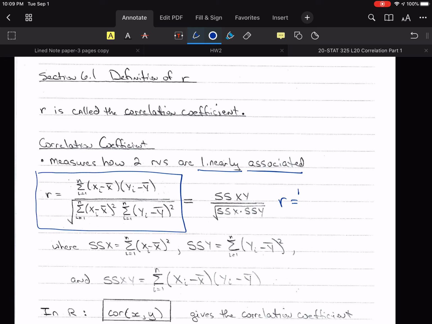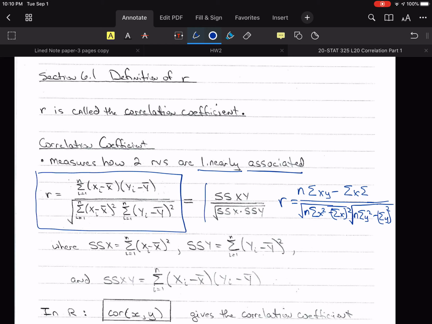In our introductory statistics class, we talk about a computational formula which looks like this. And then we have the square root of n times the sum of x squared minus the sum of x quantity squared, times the square root of n times the sum of y squared minus the sum of y quantity squared. So that's how we would do it by hand, and that's also how the computers do it.